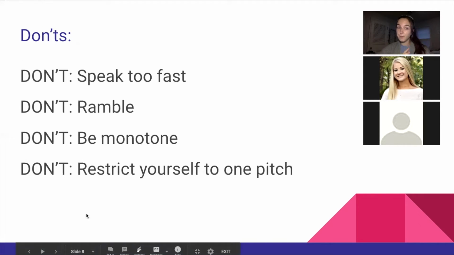Some don'ts of elevator pitches. Don't talk too fast. You want to make sure that you're understood. Don't ramble, because if you're talking for too long, people won't listen to you anymore. Don't be monotone. Make sure to have a positive attitude and a smile on your face when delivering your elevator pitch, and really sell yourself. That's the whole point of an elevator pitch, is you're selling who you are and what you've done and your experiences. So you got to make sure that you're giving it your best effort and your best smile.